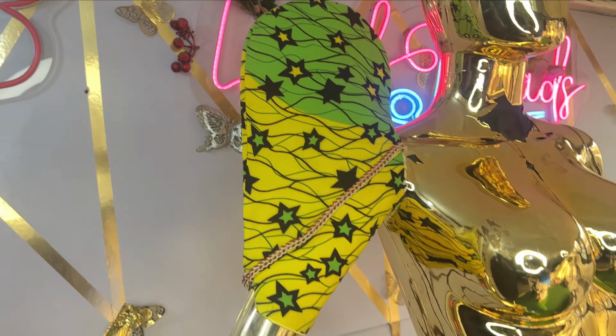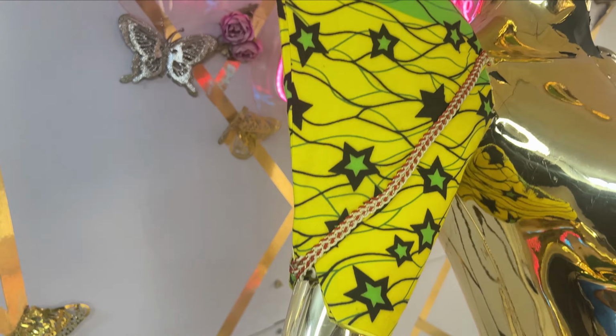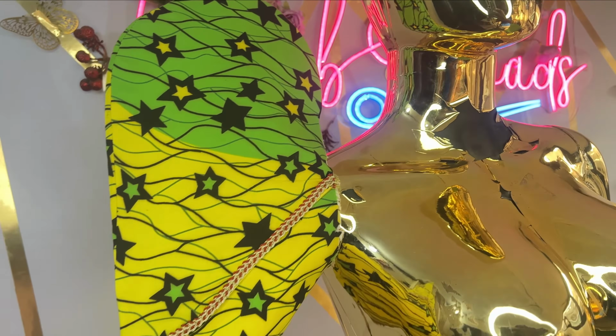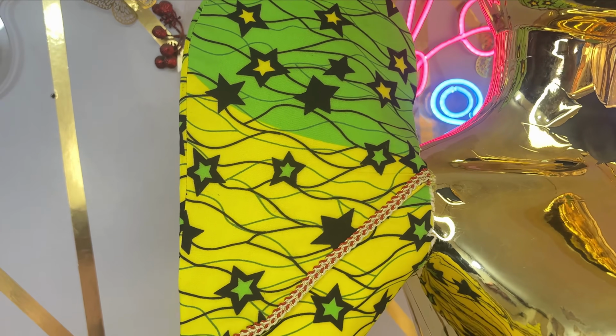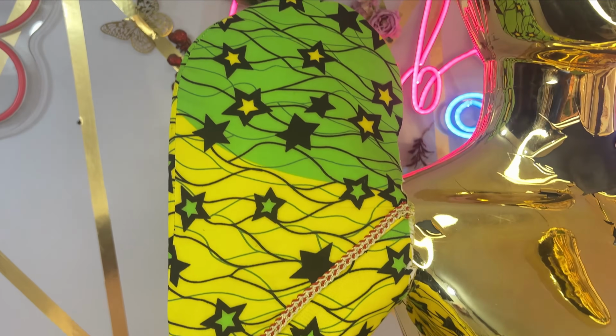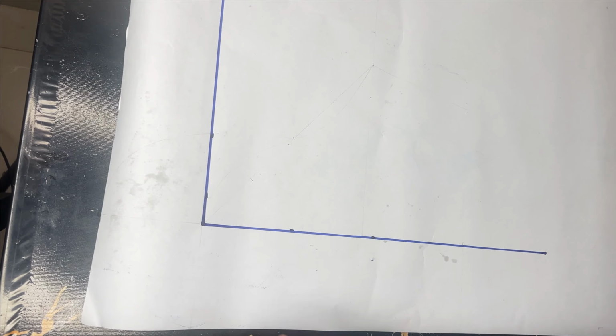In today's class, we're going to learn how to make this beautiful exaggerated tulip sleeve. It's a tulip sleeve with the overlap, as you can see, but it has an exaggerated extension on the upper part of the sleeve. It's a very simple tutorial and it's beginner friendly. Okay, so this is a tulip sleeve.